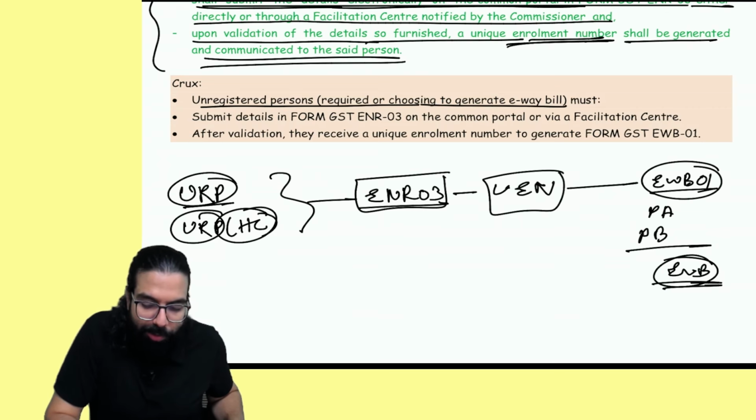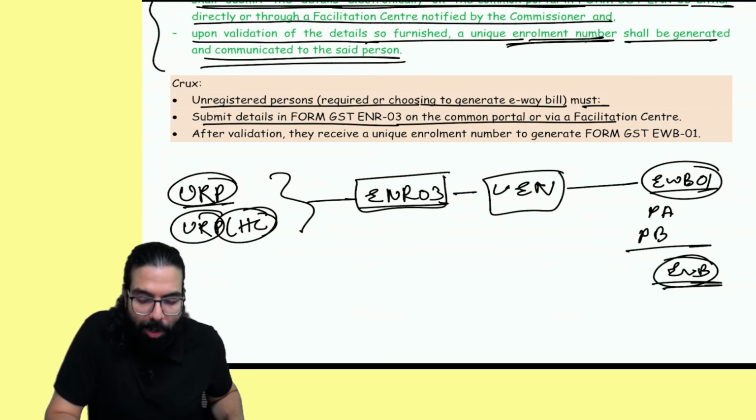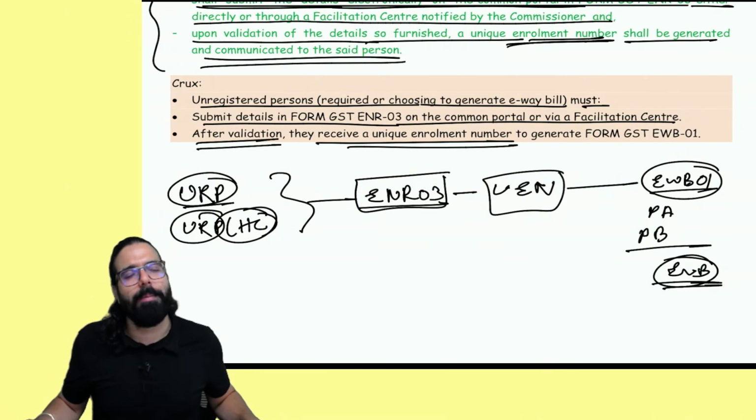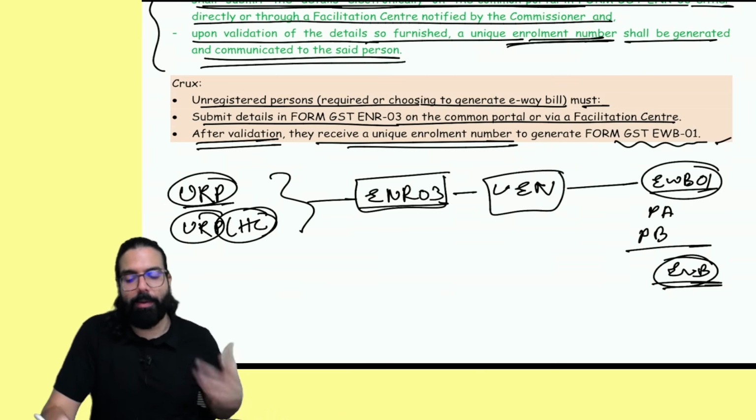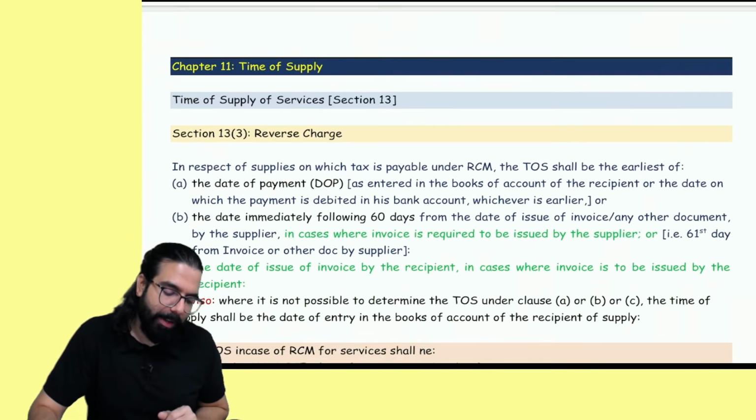An unregistered person required or choosing to generate must submit ENR03 on the common portal, and you will be given one unique enrollment number. Now you have the enrollment number. You can generate your e-way bill by filling which form? E-way bill form number 1. That's all. One single line point which has come.